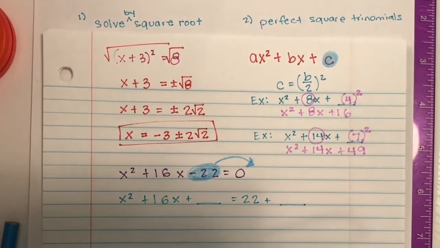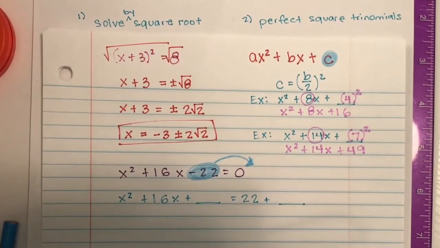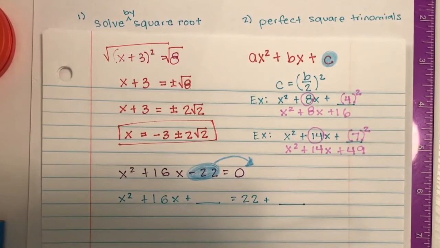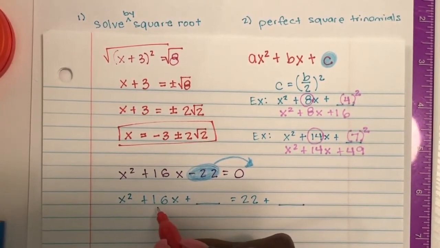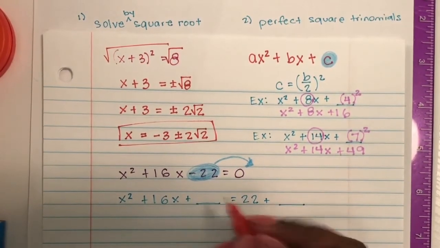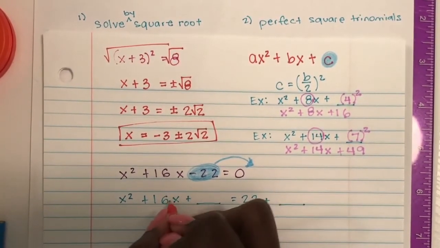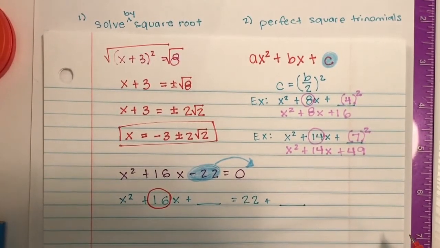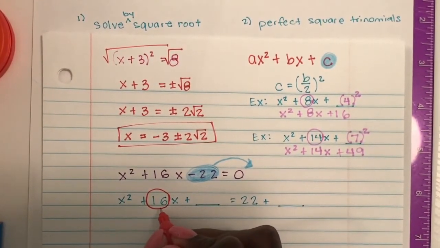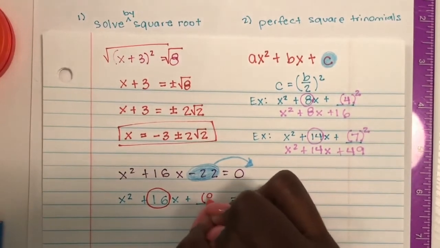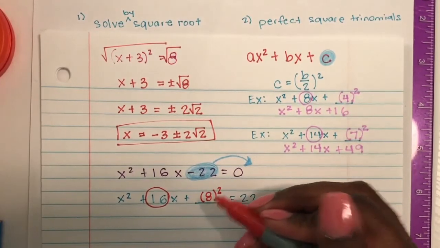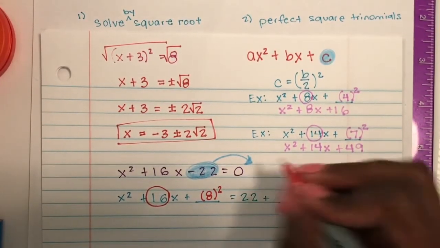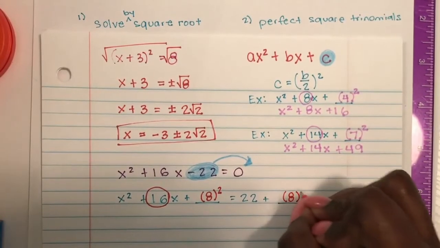So your next step with completing the square after you move that constant to the other side is you're going to want to now complete this perfect square trinomial over on the left side. So earlier we said to complete a perfect square trinomial, we do half of b and we square it. This time around b is 16. Half of 16 is 8, and I'm going to square it. And whatever I do on the left side, I also want to do on the right side. So I'm going to write 8 squared over here as well.